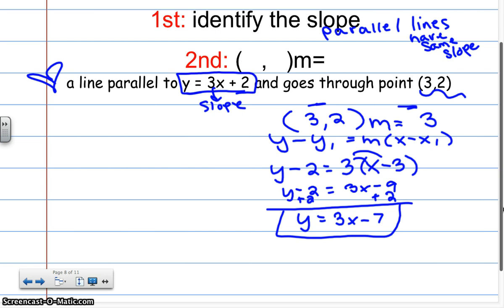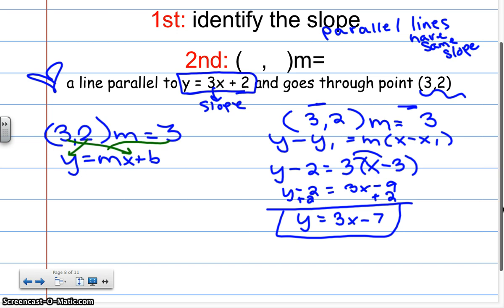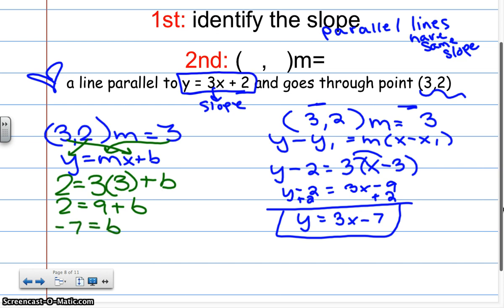Some students use this method, and you can do whatever you like. I am not going to specify which one you use. That's the y equals mx plus b. You know you want it to look like this. So you have your y, you have your x, you have your 3, and you can just plug everything in. 2 is equal to your slope, 3, times your x, 3, plus b. 2 is equal to 9 plus b. Negative 7 is equal to b.